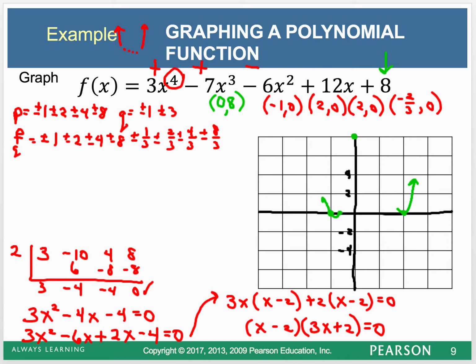We had that earlier because we did one. So if you still have it on your paper, just look up to where you did 1 and you've got your value. I don't have it here. I erased it for the sake of room, but let's go right now. 3, -7, -6, 12, 8.